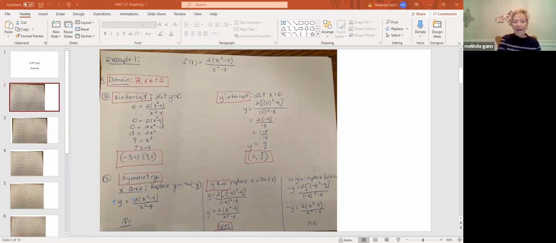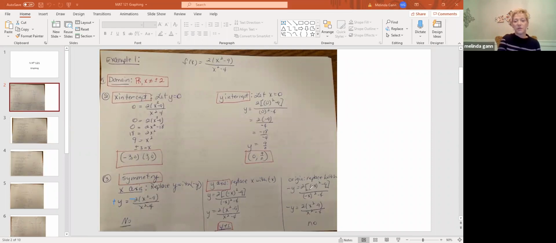To check for y-axis symmetry, remember, you replace x with a negative x. So I'm going to square a negative x. Well, see, that's going to give me just x squared. So I do end up with the original. This looks just like my original. So yes, I've got y-axis symmetry.